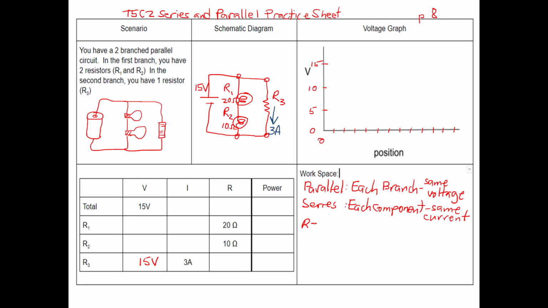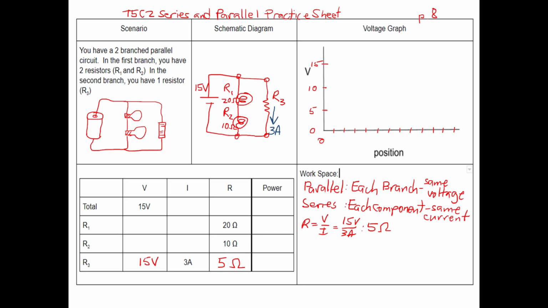My resistance is going to be equal to my voltage over my current. In this case, 15 volts divided by 3 amps tells us this branch has a resistance of 5 ohms.